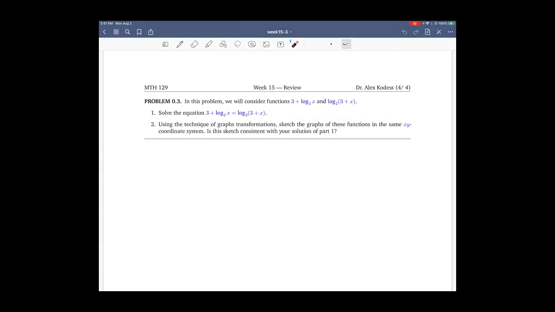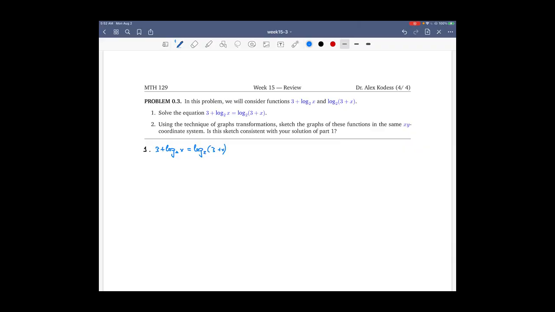So in this problem, we need to first solve a logarithmic equation and then sketch the graphs of the left-hand side and the right-hand side and understand if our sketch is consistent with the obtained solution of this equation. So the equation appears to be very simple. 3 plus log x base 2 equals log base 2 of 3 plus x.